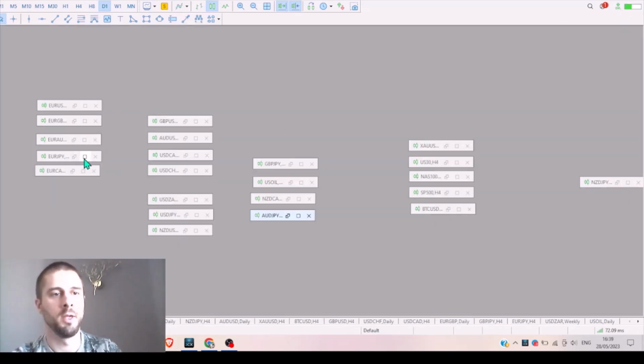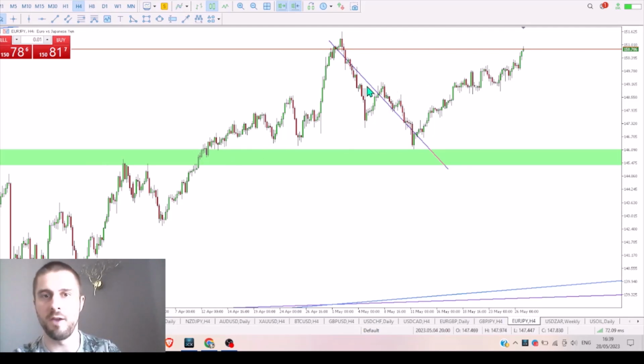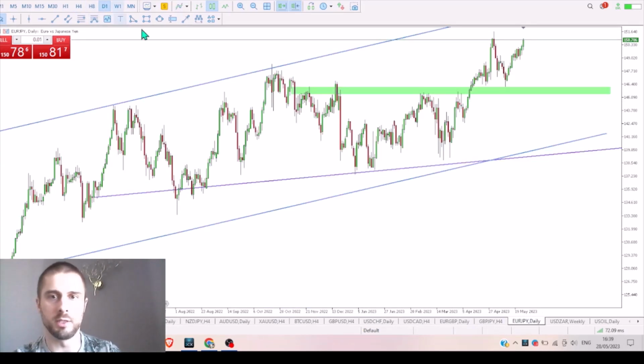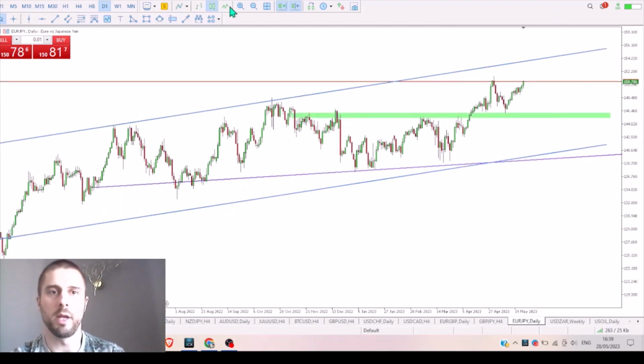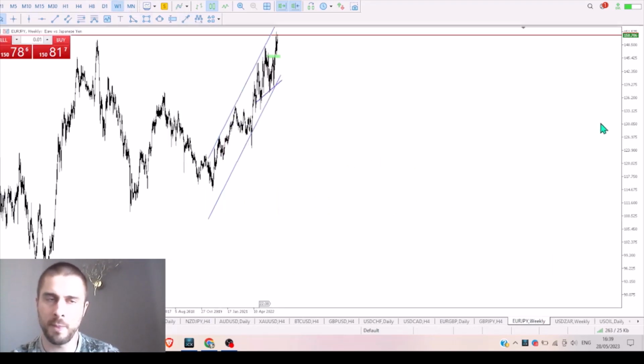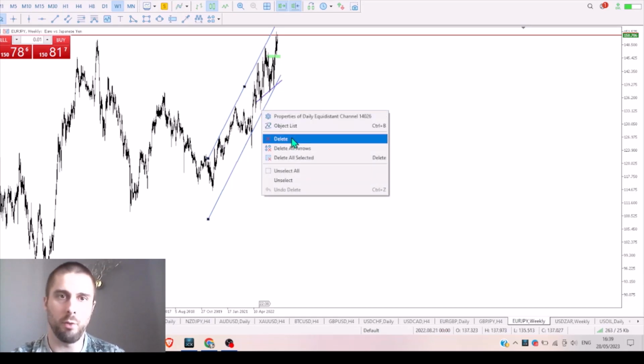Next, Euro JPY, very bullish chart. This is the 4-hour, but you can see it on the daily. Price really made a huge rally correction and is currently going up. We also have a bullish channel on the higher time frame, but not the best channel actually.